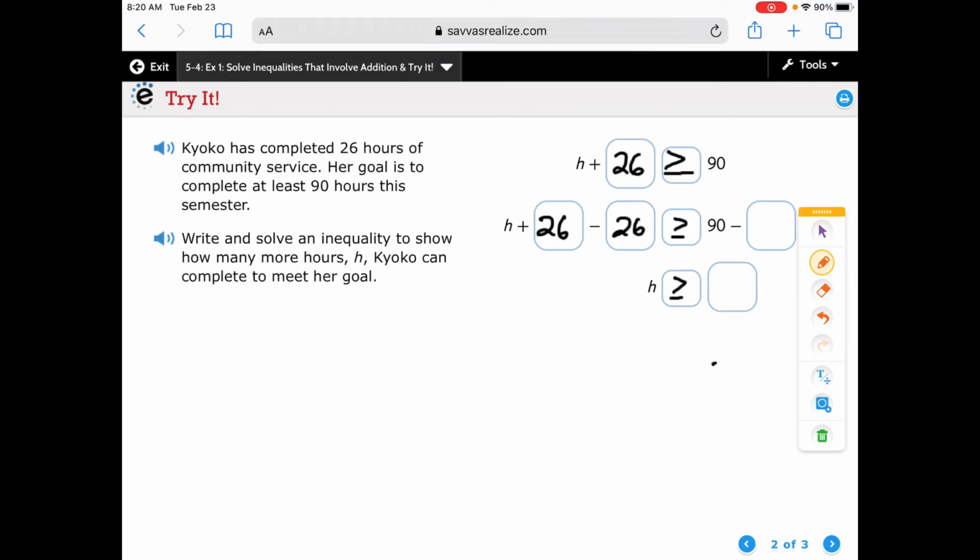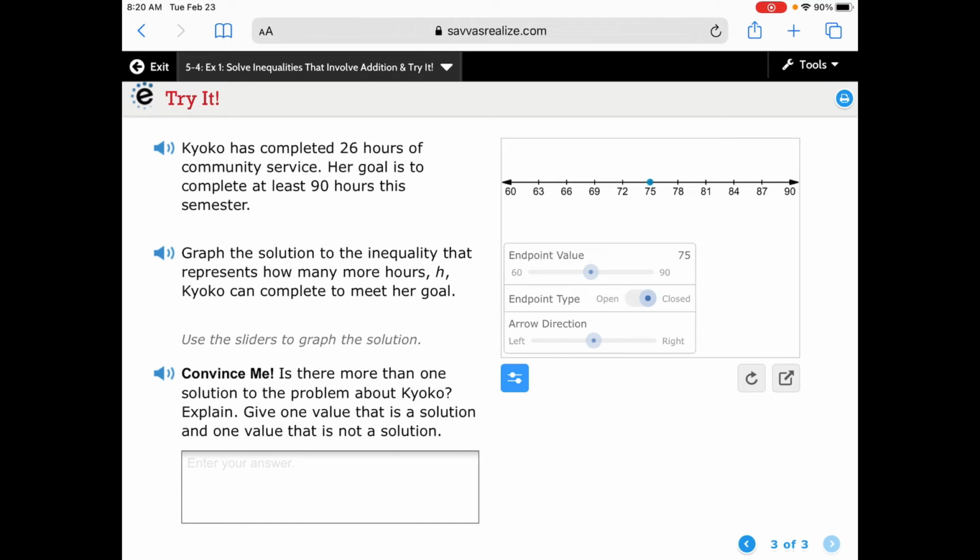We're going to subtract 26 from both sides. So this is really where the math takes place. So she could do anywhere from 64 or more in order to get above that. All right, so then we're going to take that and we're going to graph it. All right, so we said that it's 64, which would be somewhere back here.